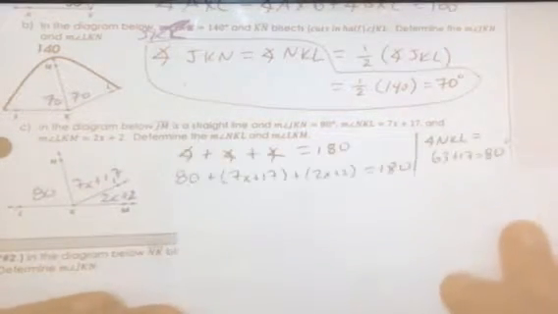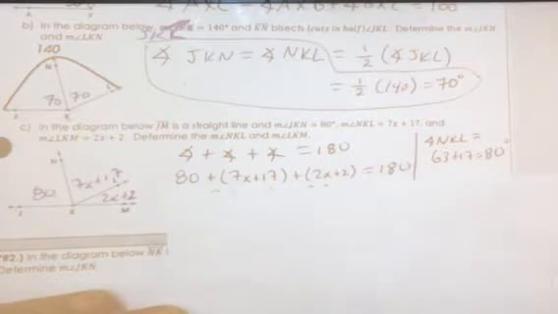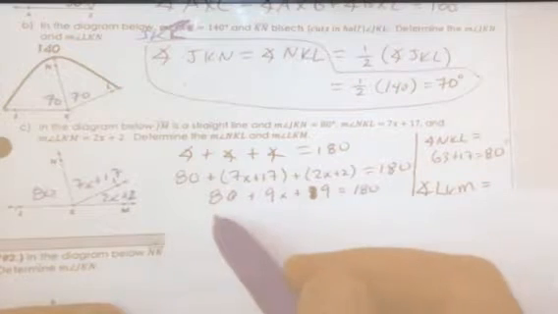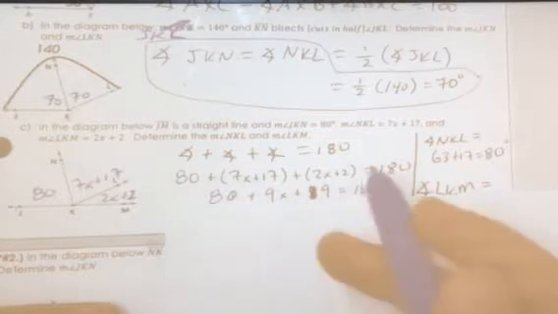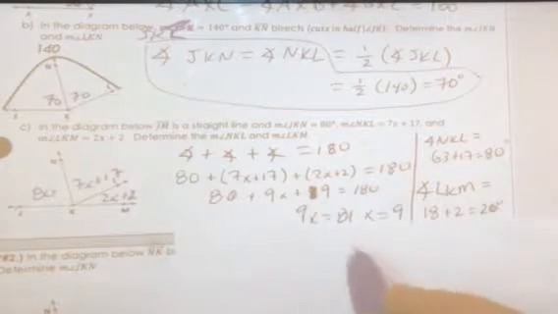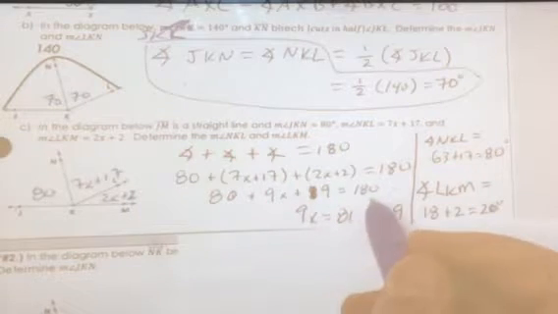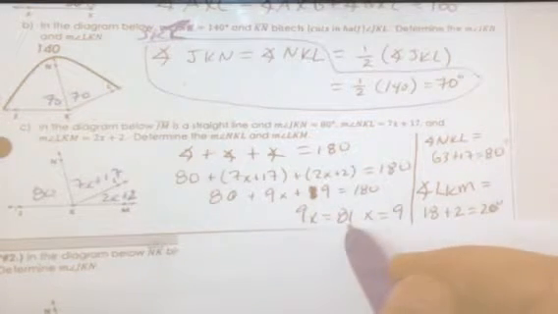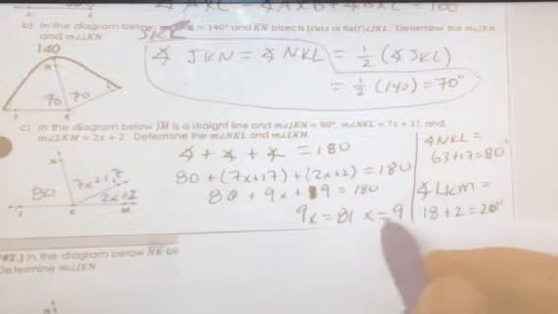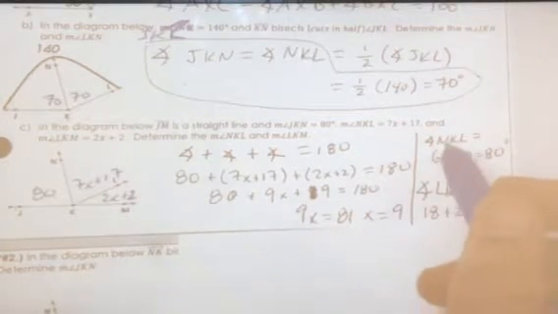So we're going to add these and set them equal to the total of 180 degrees. Angle plus angle plus angle equals 180 degrees. And we'll add and combine like terms, and we get 9x plus 99 equals 180. Then we subtract 99 from both sides and get 9x equals 81. Divide both sides by 9 and get x equals 9. Remember that we're not done yet. Now the measure of NKL.